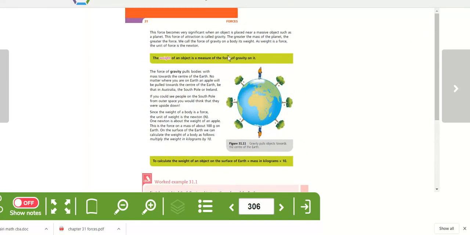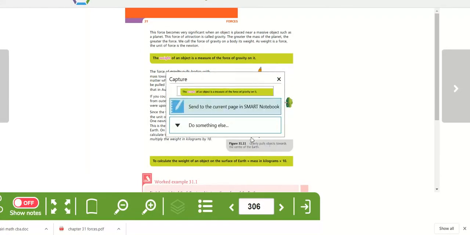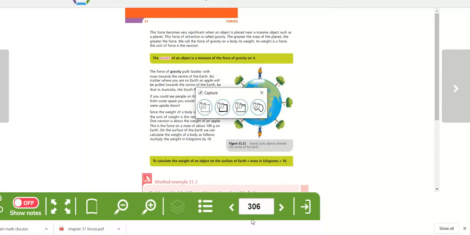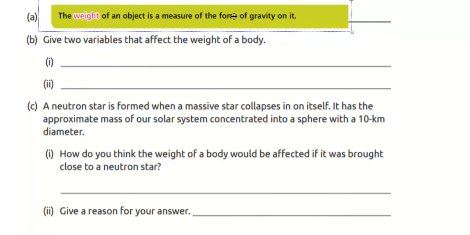Oh, it says, what is weight? The weight of an object is the measure of the force of gravity on it. Okay, it's a great thing. So the weight of an object is the measure of the force of gravity on it. There we go. Awesome. There's the answer for part A.